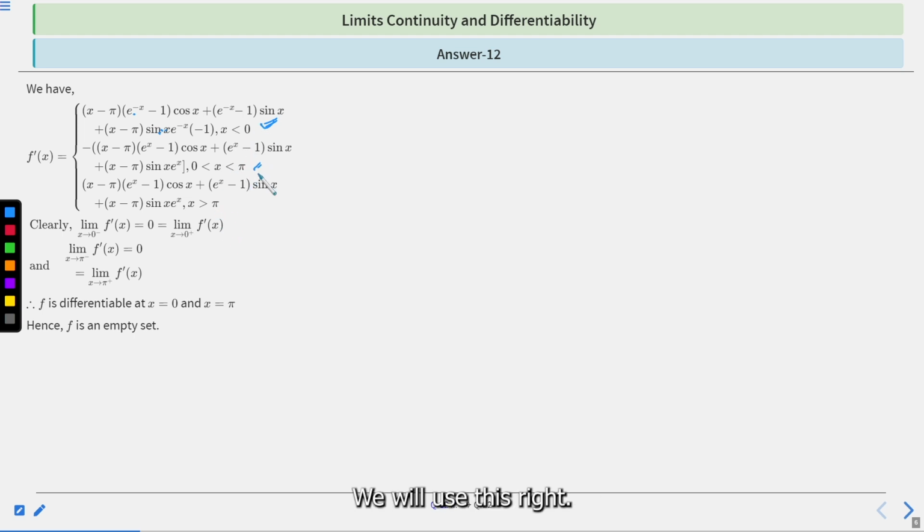In 0 plus, we will use this, right? So in 0 plus, this term will be 0. Clear? This term will be 0, and sin x is 0, so this whole term will be 0. So it is also 0. Let's check for pi. So the limit x tending to pi minus. Again, we use this term. Let's put x equal to pi everywhere. So this term is 0. Sin pi is 0, so this term is 0, and pi minus pi is 0, so this term is also 0. So pi minus is 0, and pi plus is 0 also by using this term, right?